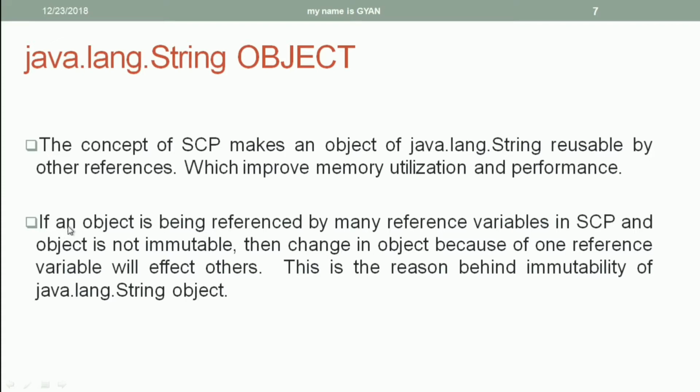If an object is being referenced by many reference variables in SCP, and the object is not immutable, then a change in the object because of one reference variable will affect others. We know that if an object is present in the SCP, that object may be referenced by many reference variables. So if that object is not immutable, then changes made by one reference variable may affect other reference variables too. This is the reason behind immutability of the java.lang.String object.